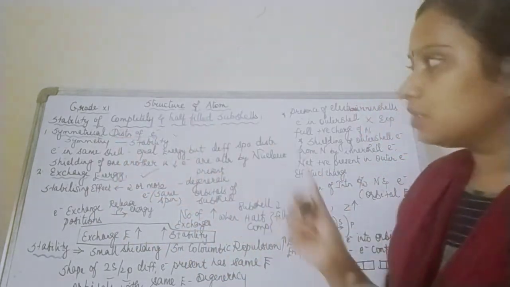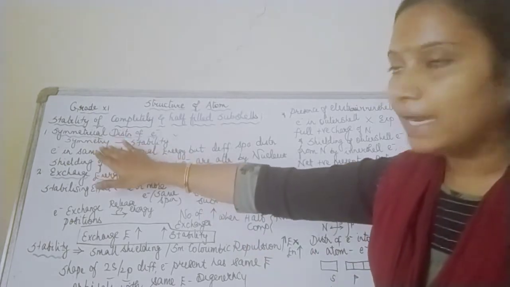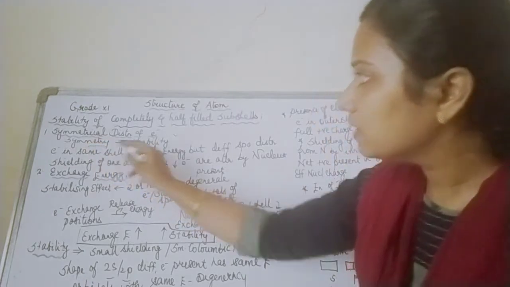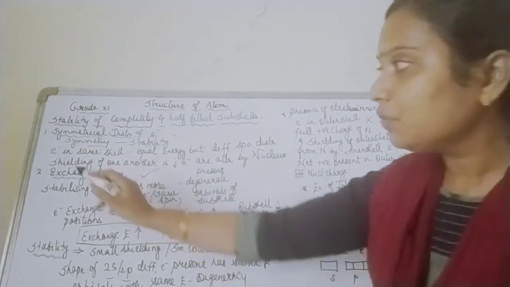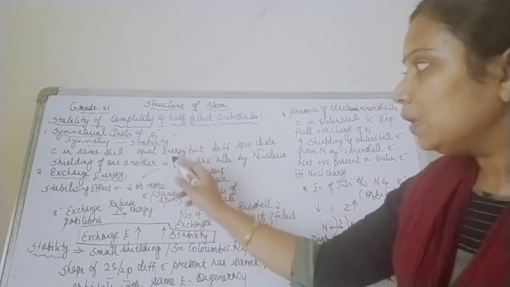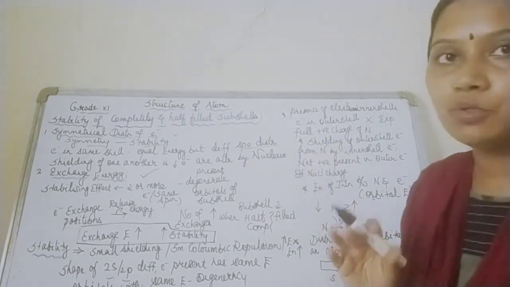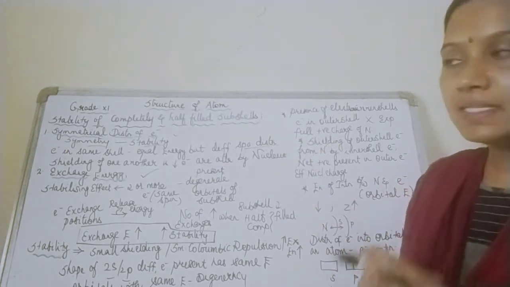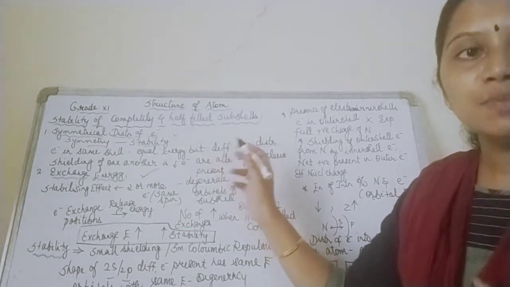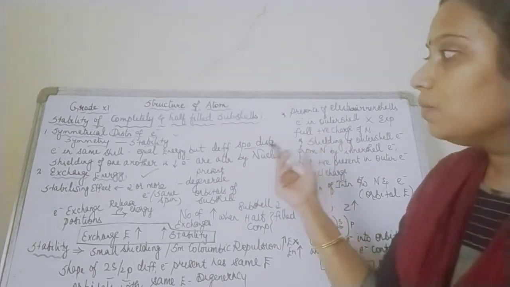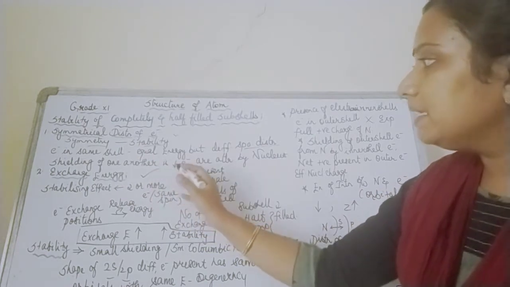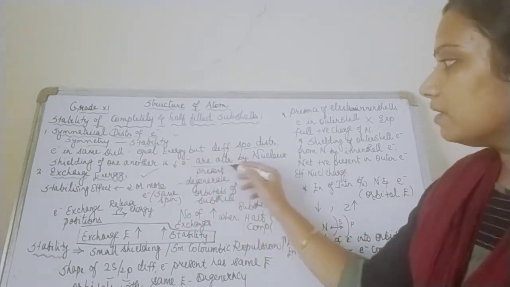What is symmetrical distribution of electrons? We need to understand that the more the symmetry, the more the stability. So when symmetry is more, then stability is also more. Say for example, electrons are present in the same shell. They will have equal energy, but when you see the spatial distribution, it is different. Why? Because shielding of electrons with one another will be decreased when electrons are attracted towards the nucleus.